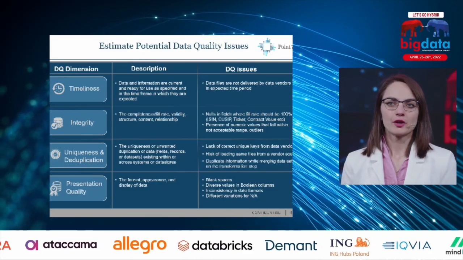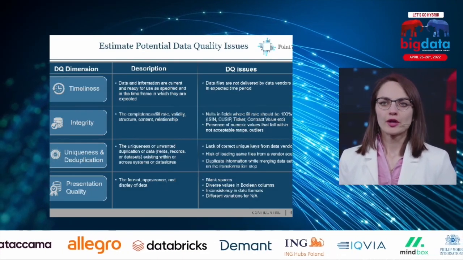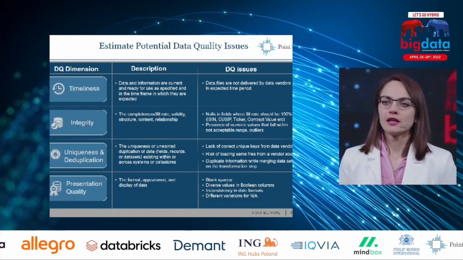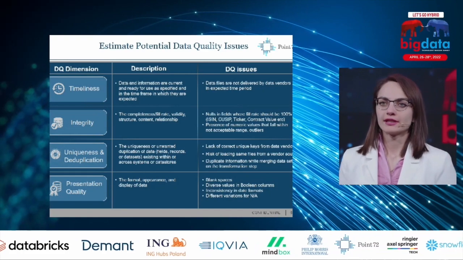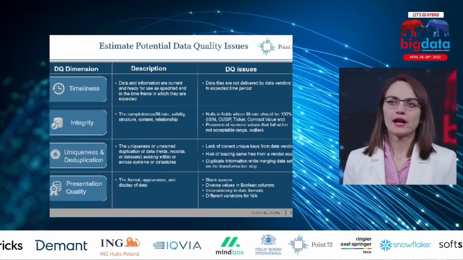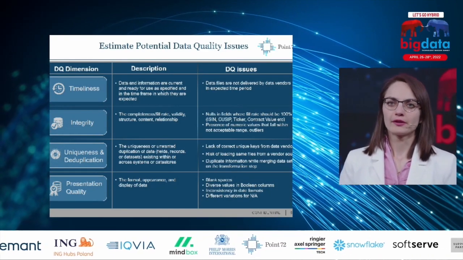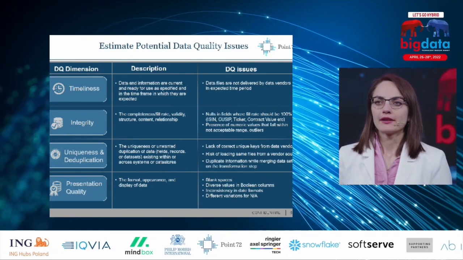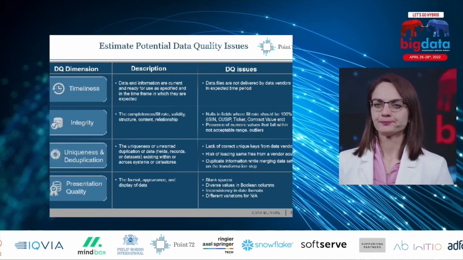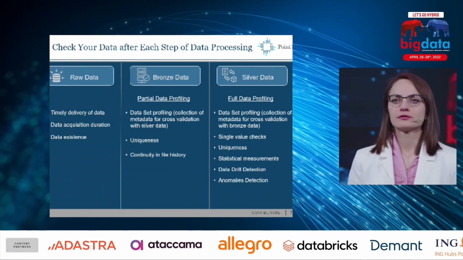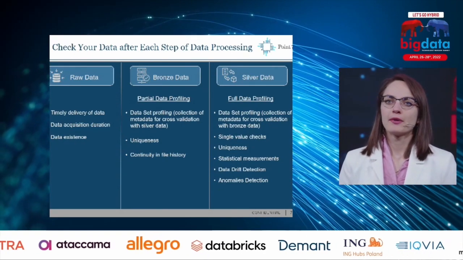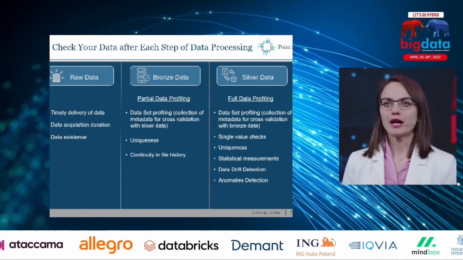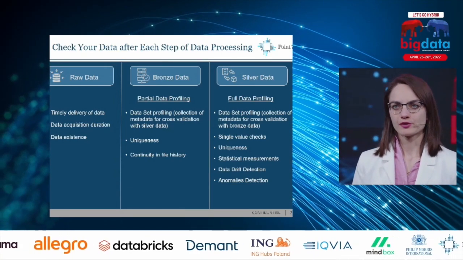For example, the first priority is timeliness. We want to get our data in time. And if we have cases when vendors do not deliver the data on time, we need to apply an SLA check, to check whether we get the data in the expected time period. And now, when we are aware of the problems that we have with our data, we may think about those checks we need to apply at each step of data processing.